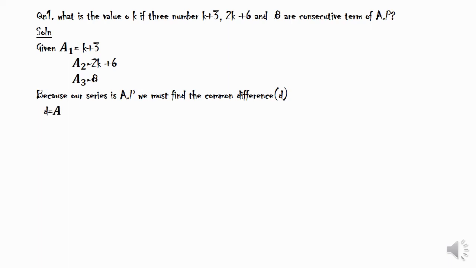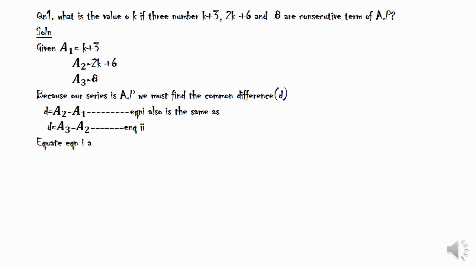Let's take the second term minus the first term, call it equation number 1. Also, the third term minus the second term gives the same common difference. Call it equation number 2. Kwa hiyo atakayechukua equation ya kwanza au atakayechukua ya pili, wote watapata common difference inayofanana. So because these are two things which are equal, just equate these two equations, equation number 1 and equation number 2.